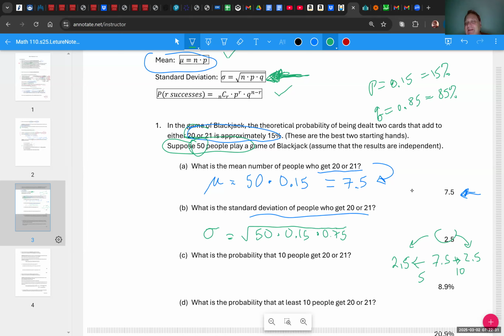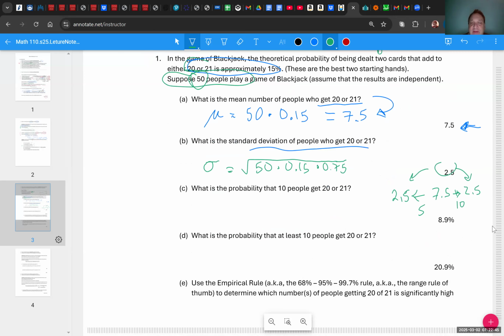So 68% of the time, of these 50 people, we would imagine that between 5 and 10 of them got these 1 or 2 special starting hands, 20 or 21. Okay, sorry for the mix up there. I think I said it backwards at first.